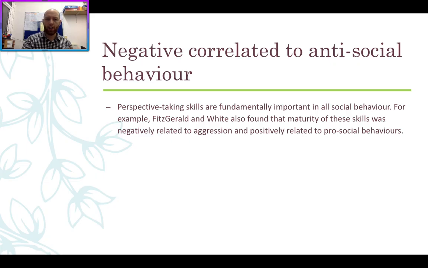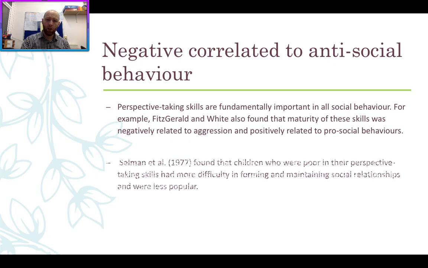Negative correlated to antisocial behaviour. So one of the most interesting findings is perspective taking skills are important to social behaviour and pro-social behaviour. These are good behaviours. Selman et al. found that children who were poor in this perspective taking had more difficulty in forming and maintaining social relationships. They were also less popular because they would snatch a toy and not understand how that would affect you and that you would be upset by that.